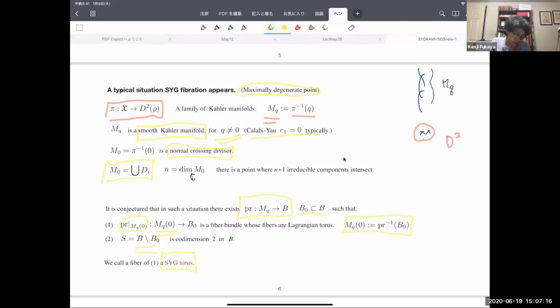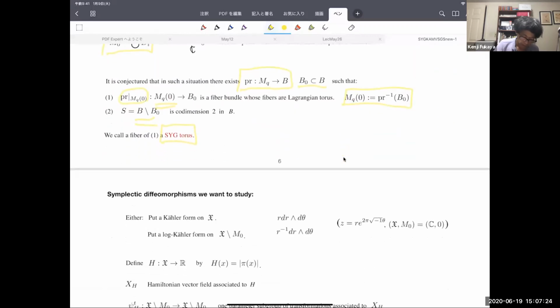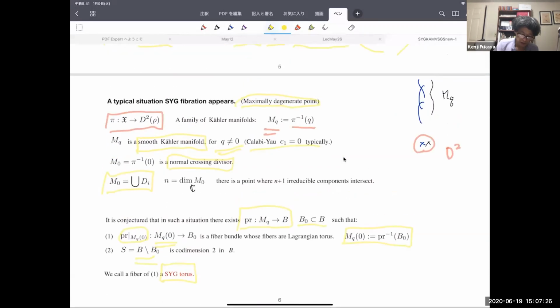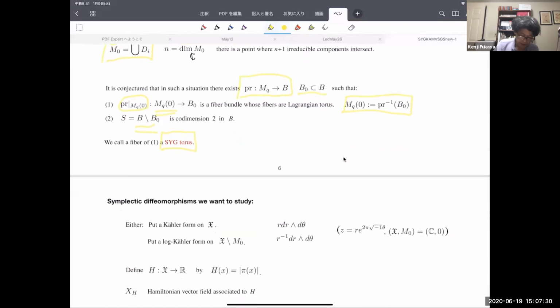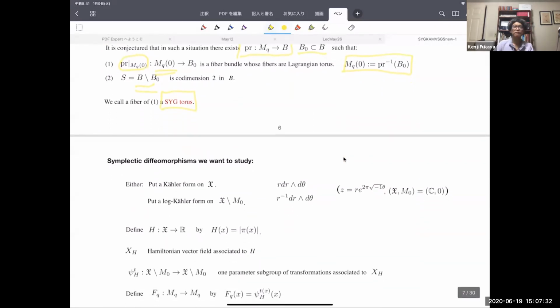I'm not so sure how much in general this kind of thing is constructed, but there are a lot of examples, and it is believed that this exists in general. So in this particular situation of this maximal degeneration point, I want to study some particular symplectic diffeomorphism. That is the following thing.